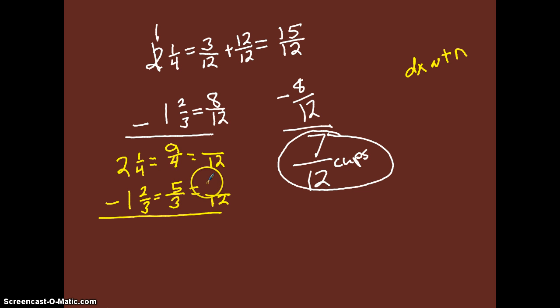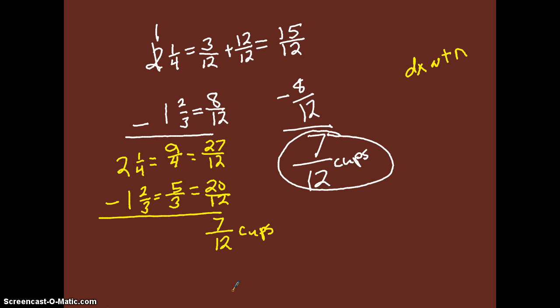5 times 4 gives me 20. 4 times 3 gave us 12, so if I multiply 4 by 3, I must multiply the 9 by 3. 9 times 3 equals 27. 27 take away 20 is going to give us 7, and then our denominator stays the same. So 7/12 cups. Now we got the same answer. We got 7/12 here, we got 7/12 here. Both methods will work. It just depends on which method you want to use.